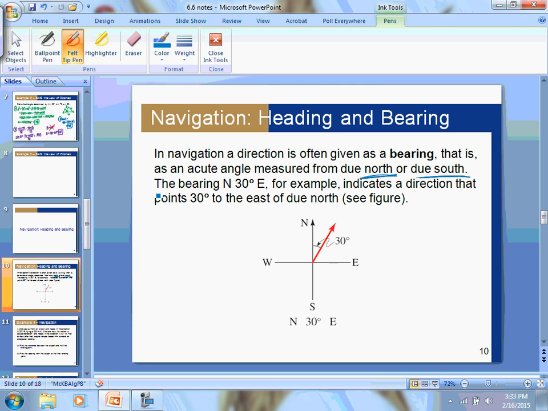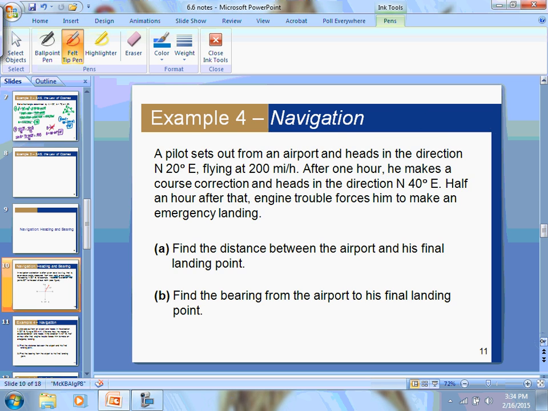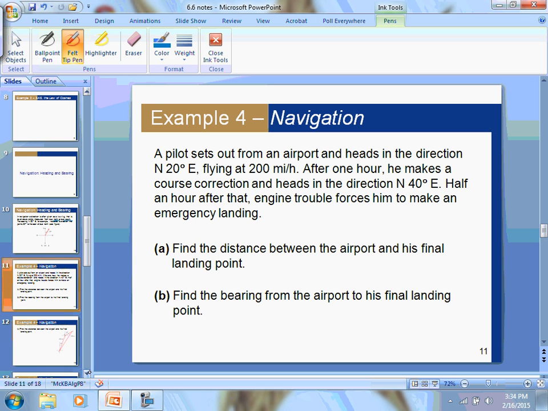So here, if they say the bearing north 30 degrees east, that's going to mean that you started out going due north and then you went east or to the right 30 degrees. So you're 30 degrees away from due north, but you're heading in the direction that is east. Okay? So let's take a look at an example here and see if we can figure out our bearing and our navigation.